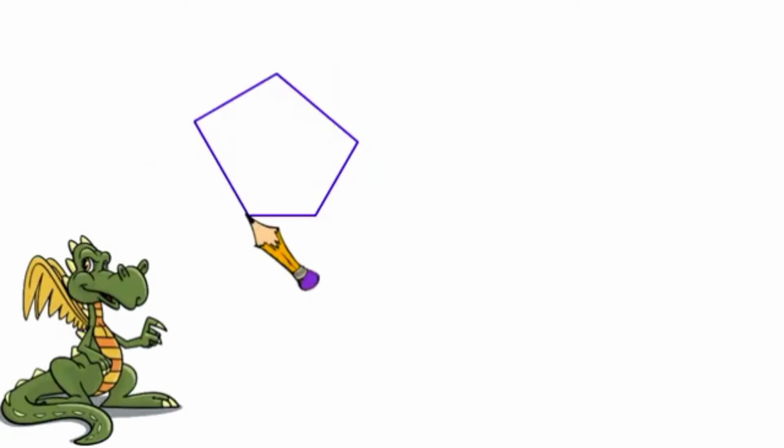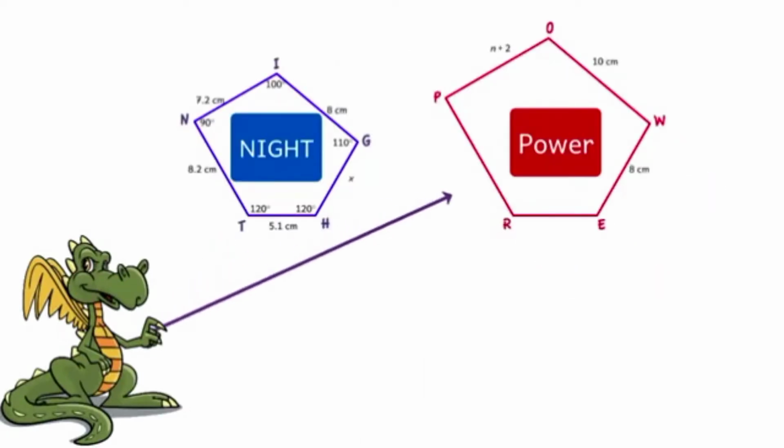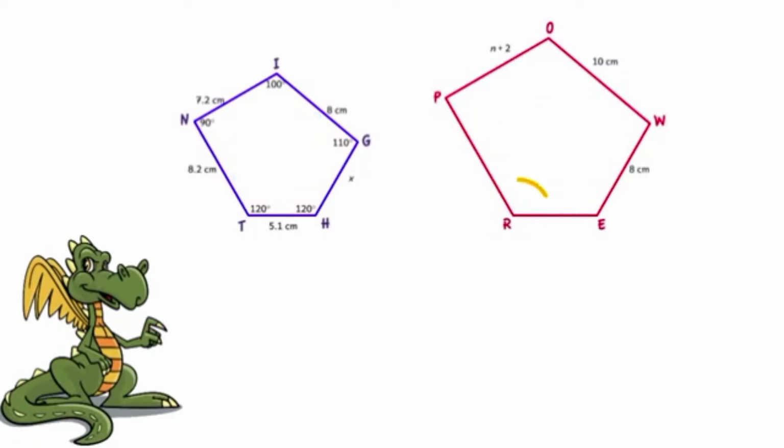Let's look at some examples. We have two pentagons, NIGHT and POWER, that are similar. Therefore, we know that the corresponding angles must be equal. So, what is the measurement of angle R? Well, angle R corresponds to angle T, so the measurement must be 120 degrees.